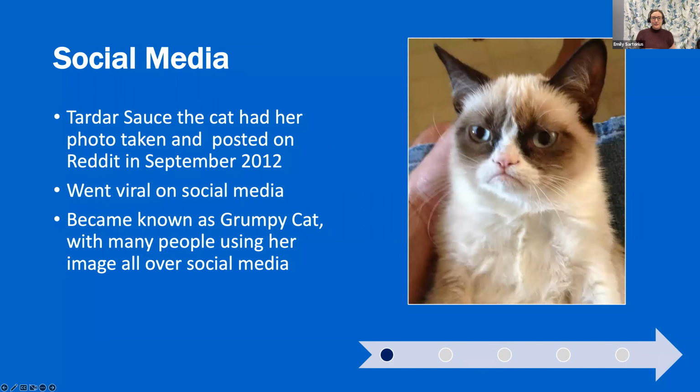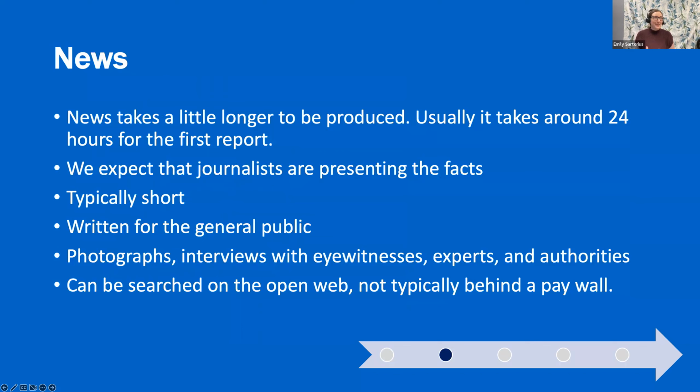In the example of Grumpy Cat, Tartar Sauce the cat had her photo taken and posted on Reddit in September of 2012, and she went viral on social media because of this Reddit post. She became known as Grumpy Cat, with many people using her image all over social media and in memes, and that's where it started. The next step in the information timeline is news.